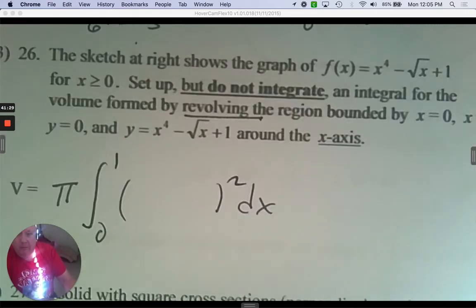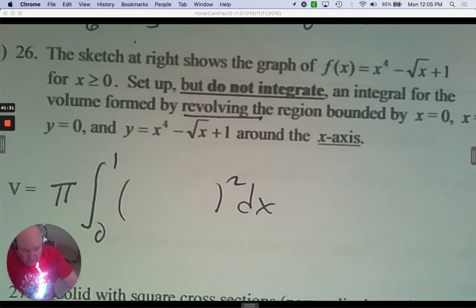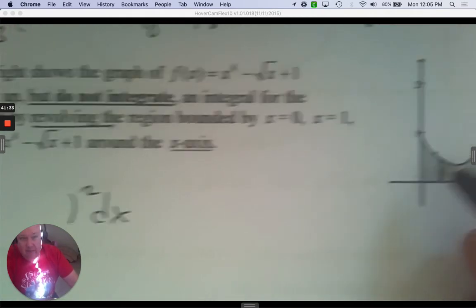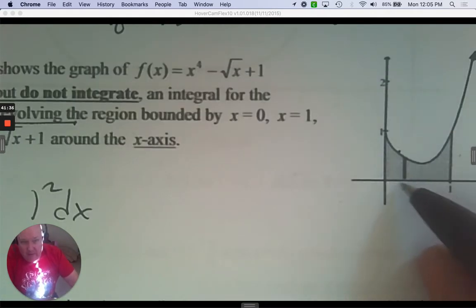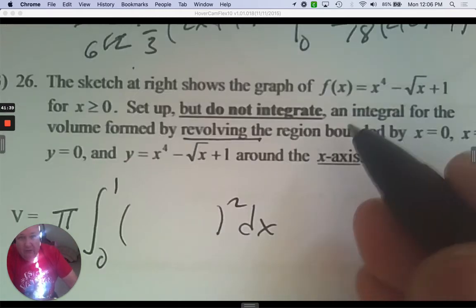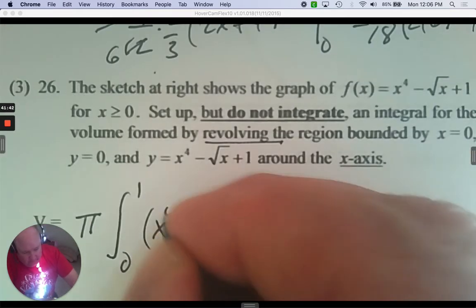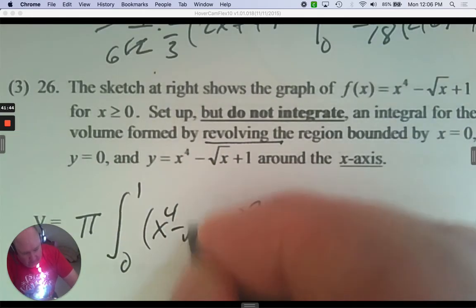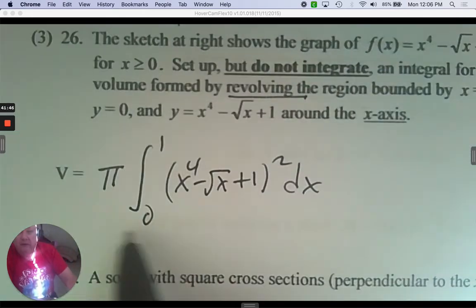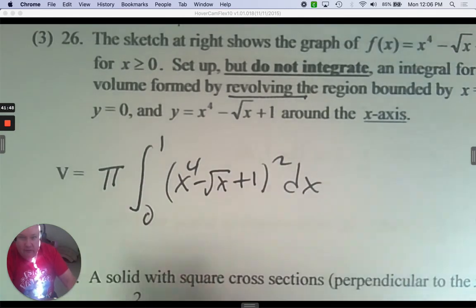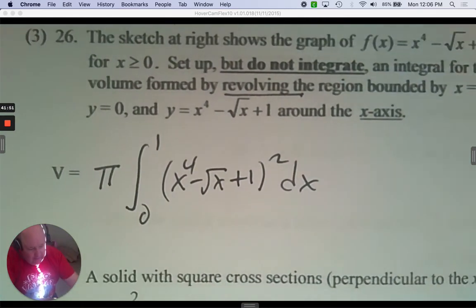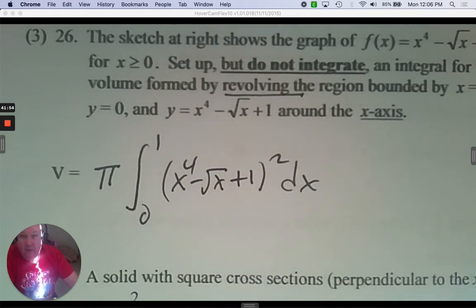And then what represents that radius is the curve. So like top, subtract bottom is 0. So just that curve is the radius. And that is x to the 4th minus the square root of x plus 1. So I don't need to do anything more than that. That's the setup for a disk. Over. For number 27, a different question altogether.